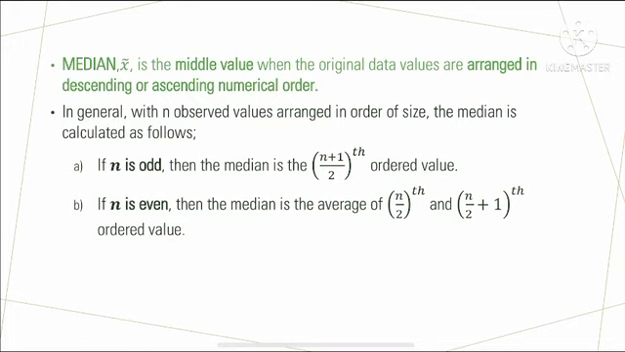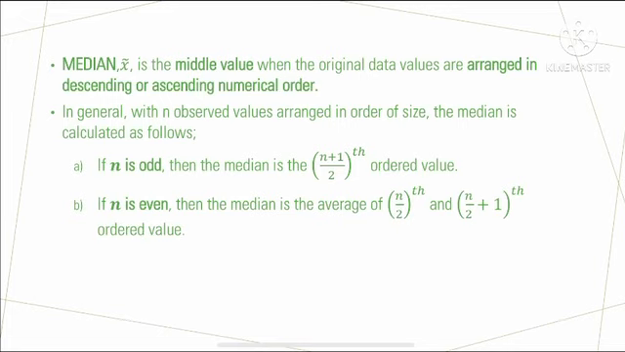Median is the middle value when the original data values are arranged in descending or ascending numerical order. In general, with n observed values arranged in order of size, the median is calculated as follows. If n is odd, then the median is the (n plus 1) over 2 ordered value. If n is even, then the median is the average of the n over 2 and n over 2 plus 1 ordered values.